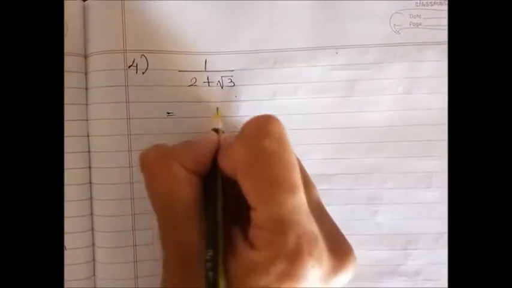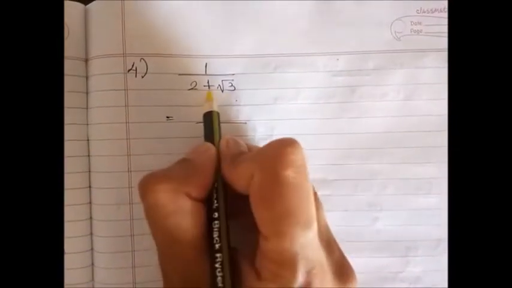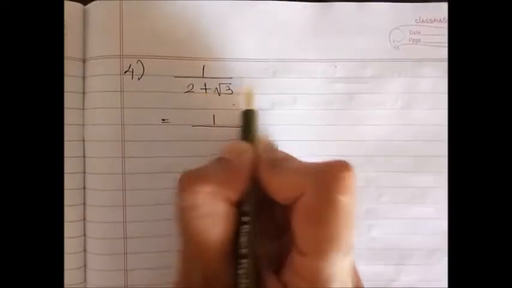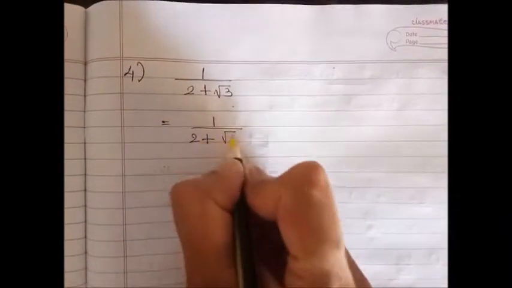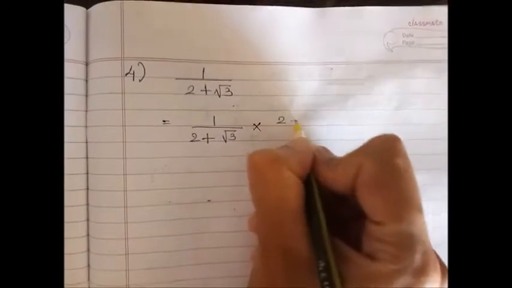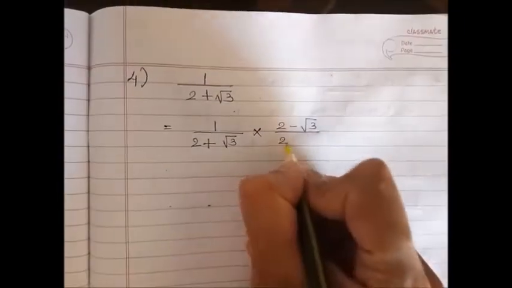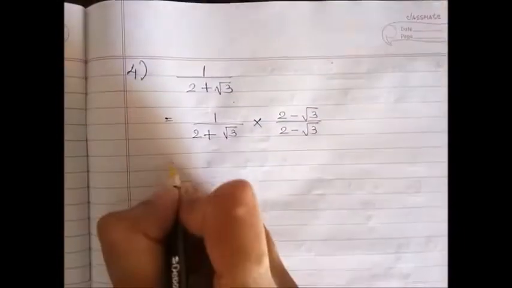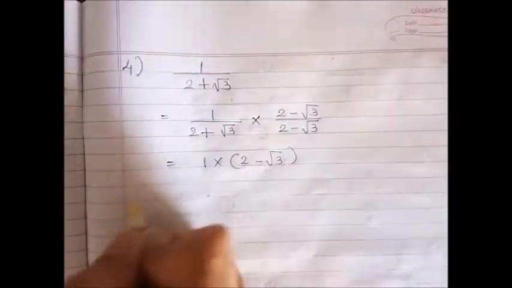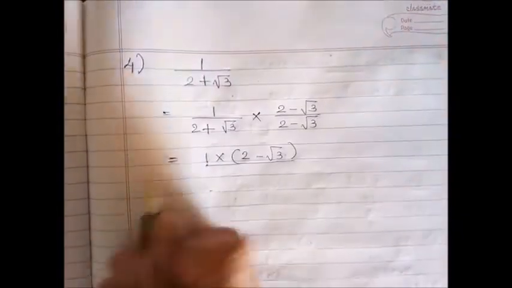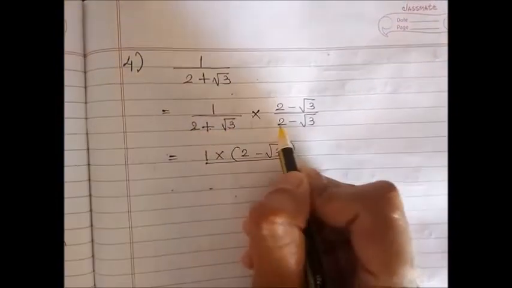Let's take one more example, that is 1 upon 2 plus root 3. As I said, with the same denominator but with the opposite sign, you have to multiply both the numerator and denominator. So we will write 1 upon 2 plus root 3 multiplied by 2 minus root 3, and 2 minus root 3 in the denominator.